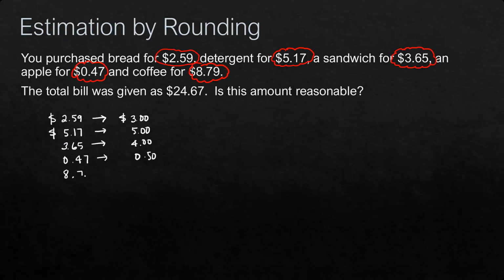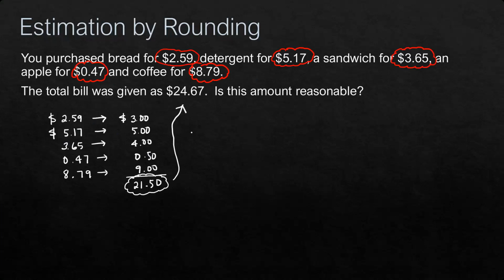8.79, I'm going to round this to $9. And then we add this up. We get 3 and 5, which equal 8. 8 and 4 will be 12. 12 and 9 will be 21.50. So it seems like our estimate is kind of low compared to the total bill. Let me double check the math here. 3 plus 5 is 8, 8 and 4 is 12, 12 and 9 is 21. Yeah, so I get 21.50 as my estimate.